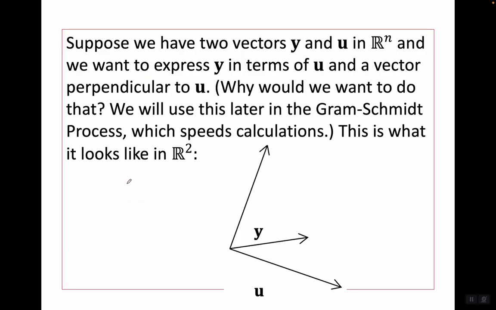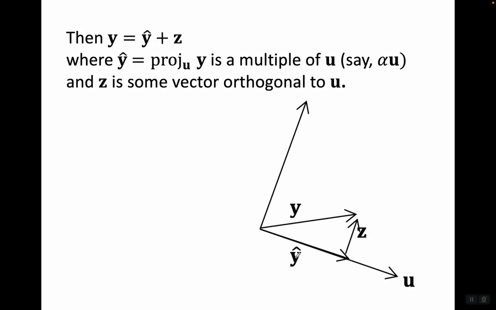Suppose we have two vectors, y and u in Rn. We want to express y in terms of u and a vector perpendicular to u. Why would we want to do that? We will use this later in the Gram-Schmidt process, which speeds calculations. This is what it looks like in R2. So you've got y in terms of u, so you're going to have just a portion of u, and then a vector that's orthogonal to u. So something like this. Okay, so y is going to equal y hat plus z.